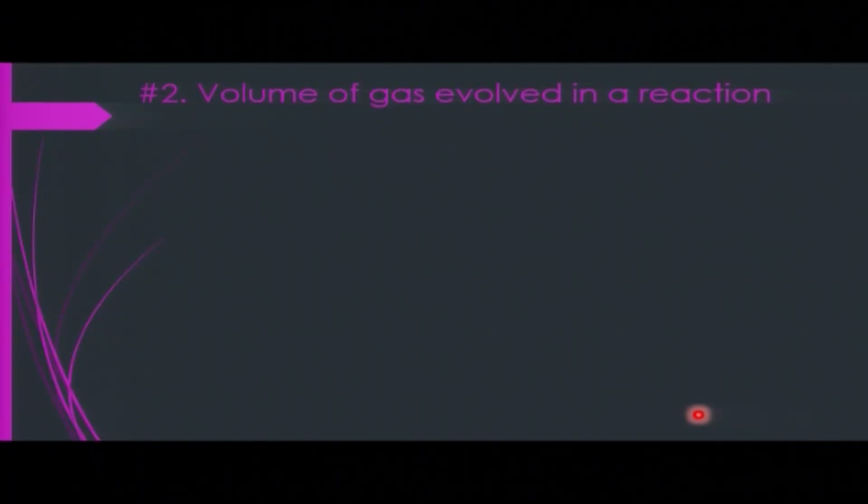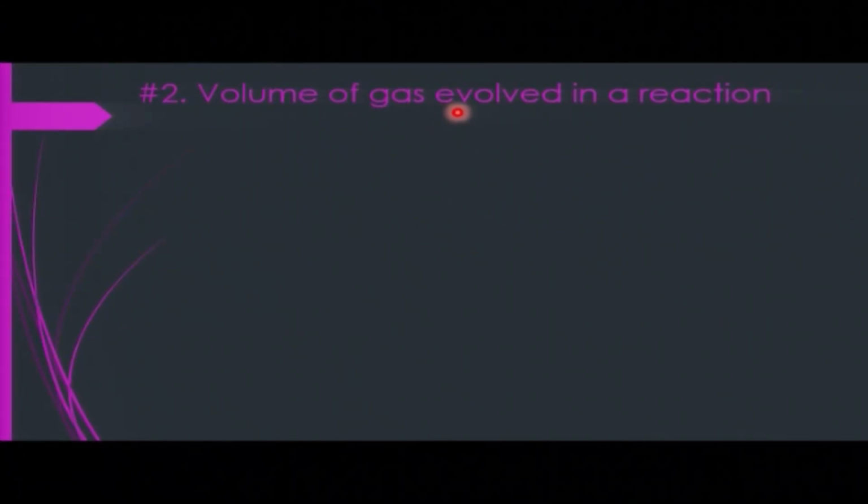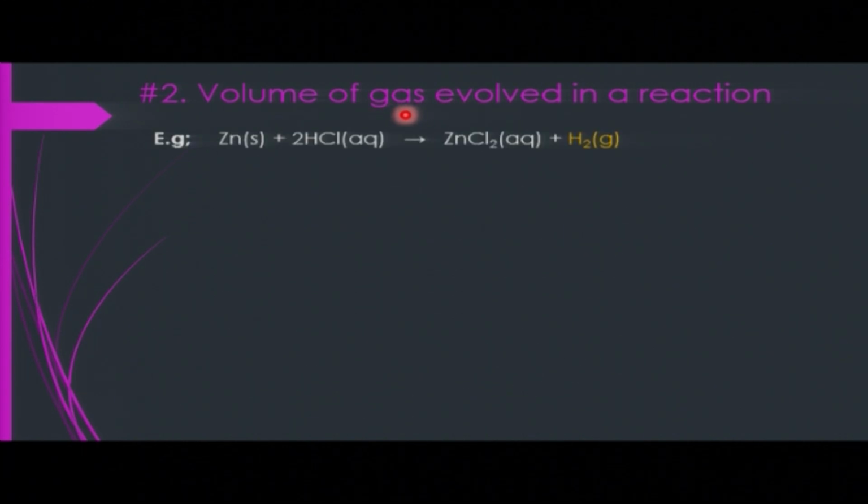The changes in the volume of gas produced. So in this case, we can follow the gas as a product. The other was the mass of the reactant. This is now the volume of the gas as a product. Let's use another example: zinc reacting with HCl to form hydrogen gas.